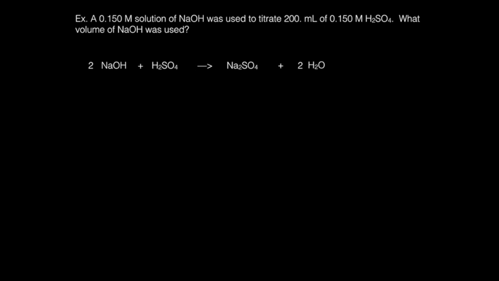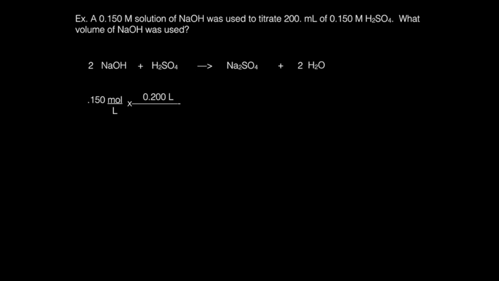So what I know right now is that I have 0.150 molar of sulfuric acid and I have 200 milliliters of that. So what I want to do first is figure out how many moles of sulfuric acid that is. Because once I know how many moles I have of sulfuric acid, I can figure out how many moles of sodium hydroxide I need, and from that, figure out the volume. And so I'm going to start out with the concentration of sulfuric acid, and it's going to be 0.150 moles per liter, and that's just to help us with the stoichiometry. Then I'm going to multiply that by the volume of sulfuric acid that I have, which is 200 milliliters. So I'm going to convert that into liters. So I'm going to multiply by 0.200 liters.